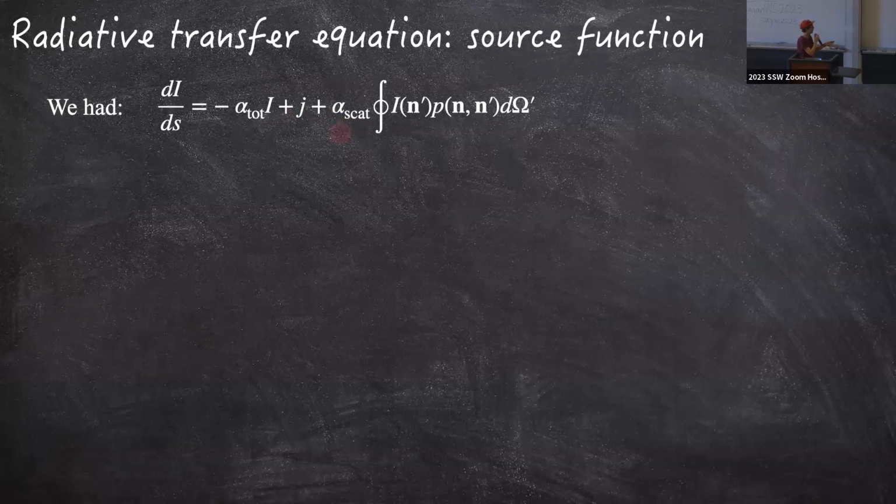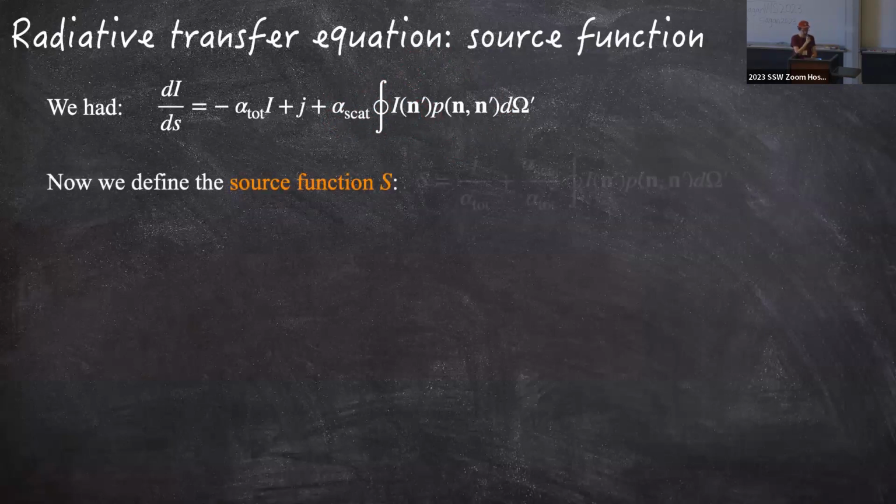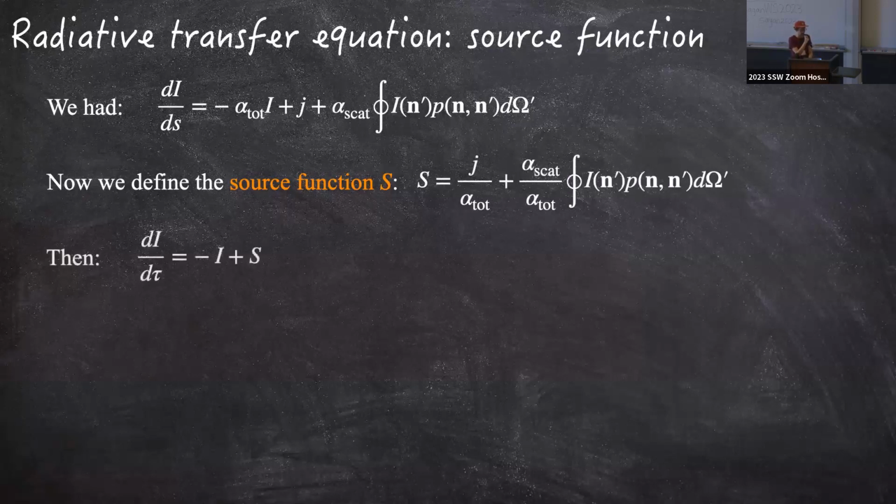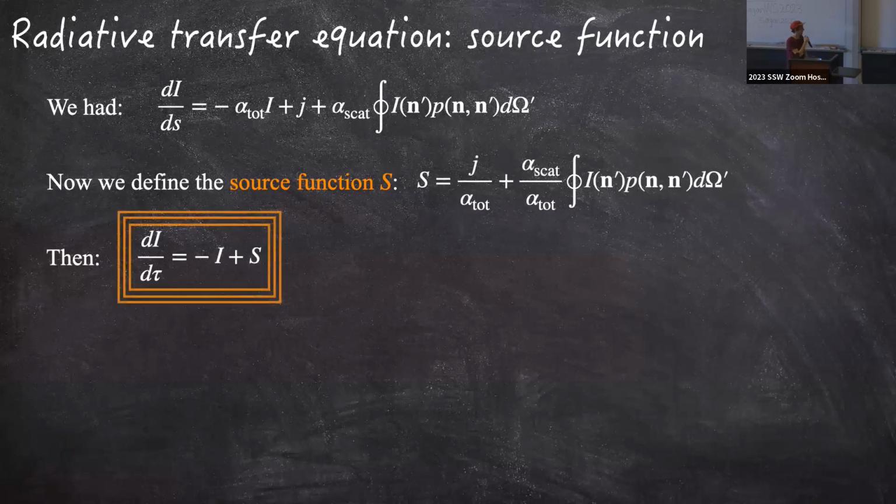And then we also lump j over alpha tot and alpha scat over alpha tot in this integral together into a so-called source function. And if we do this, this is the definition of the source function, like I just said. This is the equation that we are solving. And let's put 3 boxes around this, because this is really what we are solving on the computer, and also what we are solving when we are thinking about the problem in our heads, intuitively. I always think about this equation because it's very easy to understand and work with.